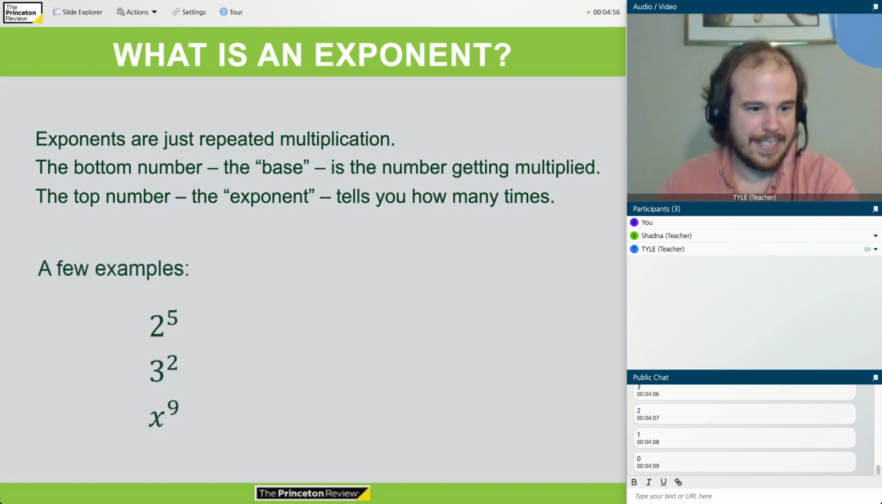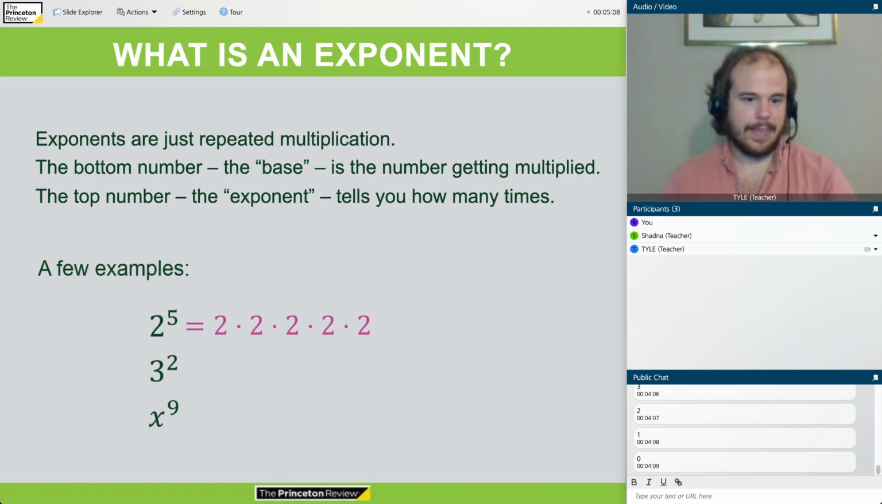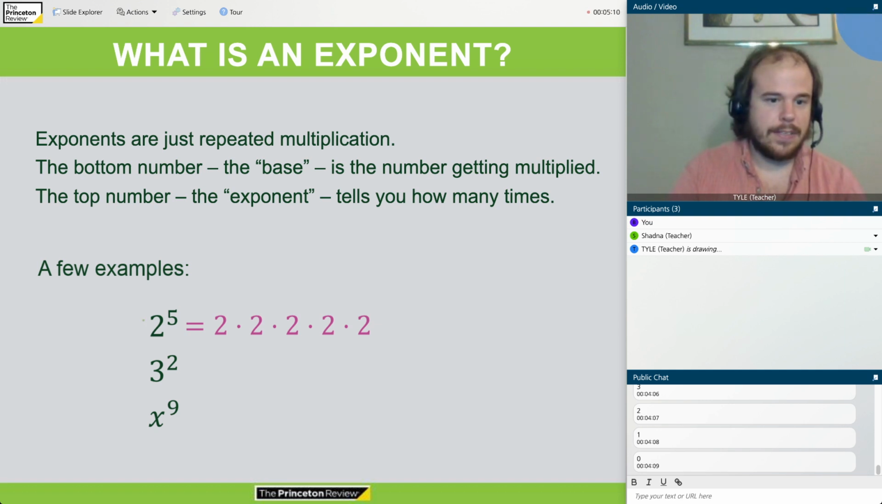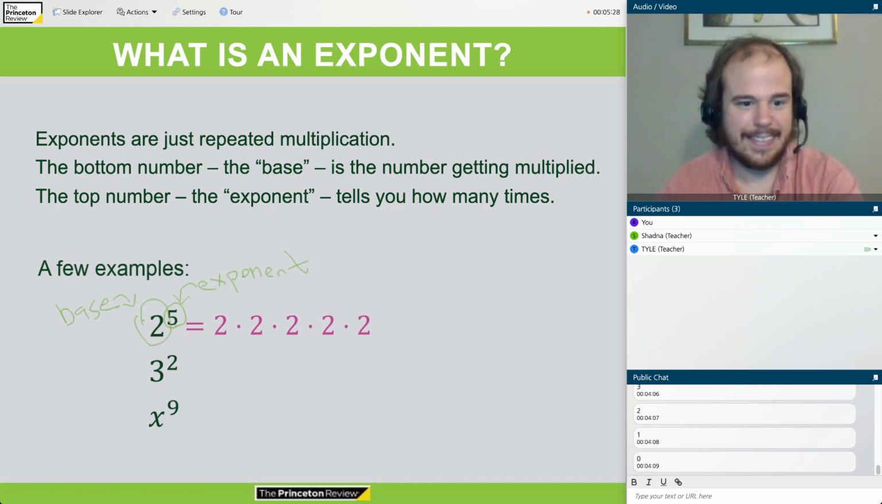So first, 2 to the 5th. This would mean 2 times 2 times 2 times 2, 5 times. The idea here is that the 2, just to use the terminology from above, is the base, and the 5 is the exponent. 2 is the number getting multiplied, and 5 is the number of times.